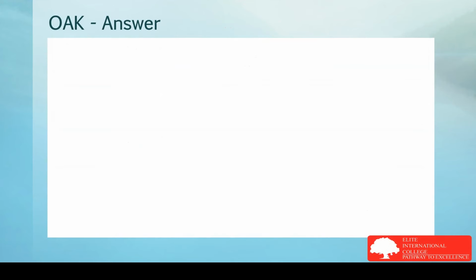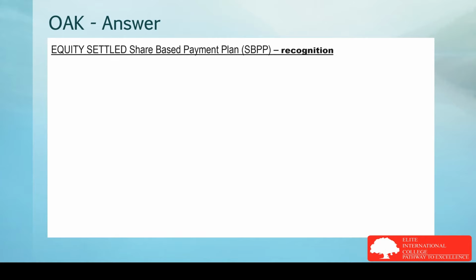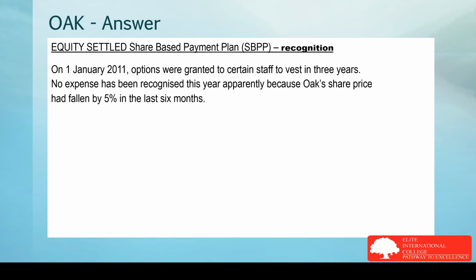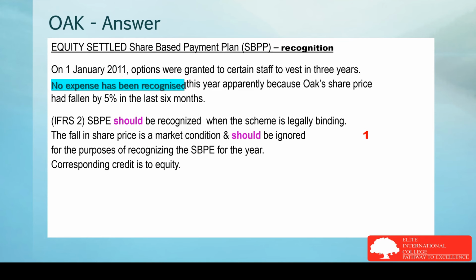All right. Moving on to how we're going to write the answer. Following OMAREE, we're going to start with a little bit of a story observation. So we've got the story here. On 1 January, options were granted to certain staff to vest in 3 years. No expense has been recognized because the share price has fallen in the last 6 months. Since they said that it has not been recognized, we're going to say that it should be recognized when the scheme is legally binding. And a fall in the share price is a market condition and should be ignored for the purposes of recognizing the share-based payment expense for the year. The corresponding credit is to equity.